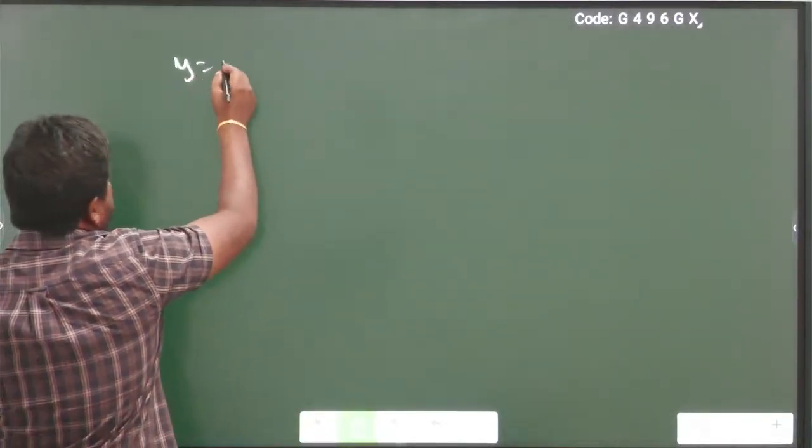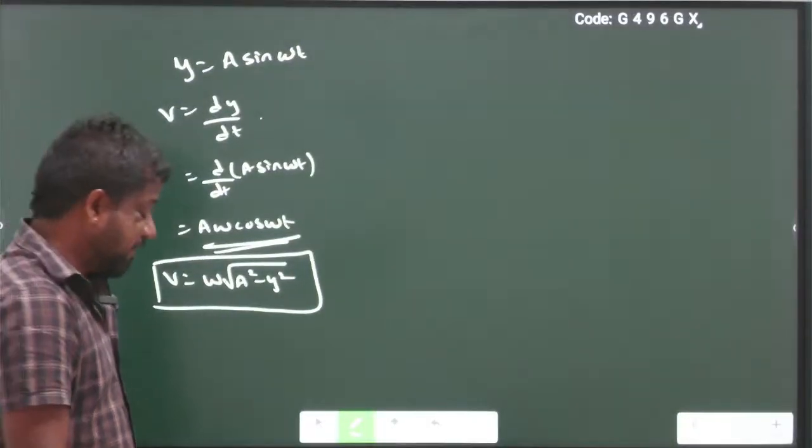What is the displacement equation? Y is equal to A sin omega t. Let me assume the journey starts from the mean position only. Now velocity is equal to dy by dt. So d by dt of A sin omega t becomes A omega cos omega t. But you are in no way concerned about this. Velocity is equal to omega into under root A square minus y square. What is the formula for velocity? V is equal to omega into under root A square minus y square.